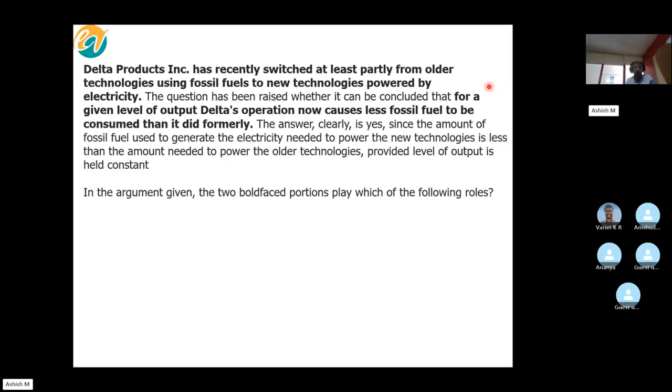Let's start doing questions, guys. Intentionally, I have not yet displayed the answer choices because I want you guys to focus on the argument first.